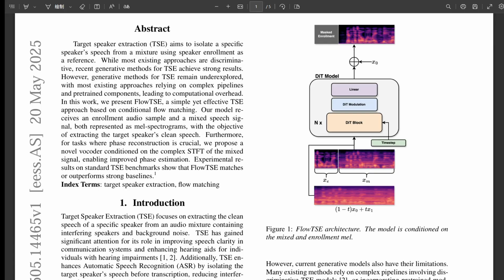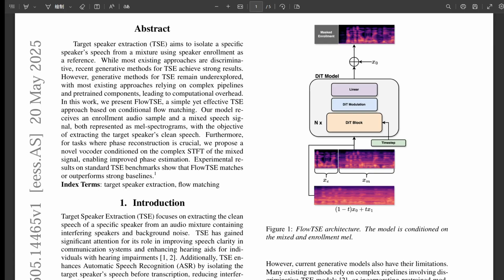Absolutely. And the phase-conditioned vocoder, even with its trade-offs, is a great example of the clever engineering needed to overcome the limitations of certain approaches. It shows researchers are thinking hard about how to get the best of both worlds, efficiency from mel-specs, accuracy from careful phase handling. As they say, we believe that FlowTSE drives TSE toward more simplified and effective generative approaches.